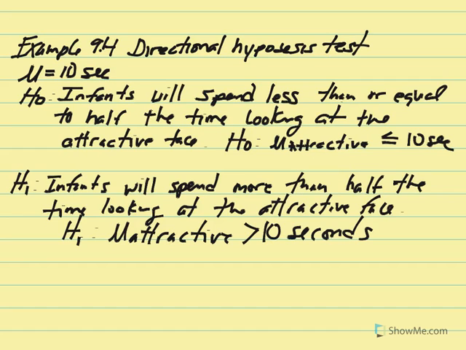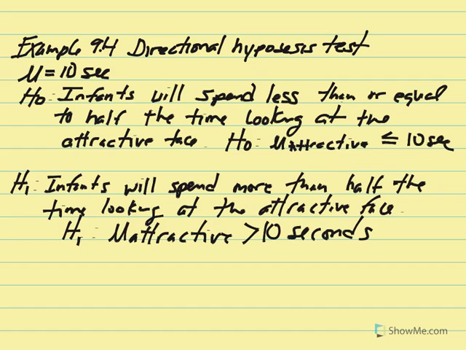The average amount of time expected if the null were true is 10 seconds, meaning that the infants will spend an equal amount of time looking at the attractive face as they do looking at the unattractive face. So they're studying these faces for 20 seconds. If there's no preference, that 20 seconds will be divided in two with time spent equally on either face.